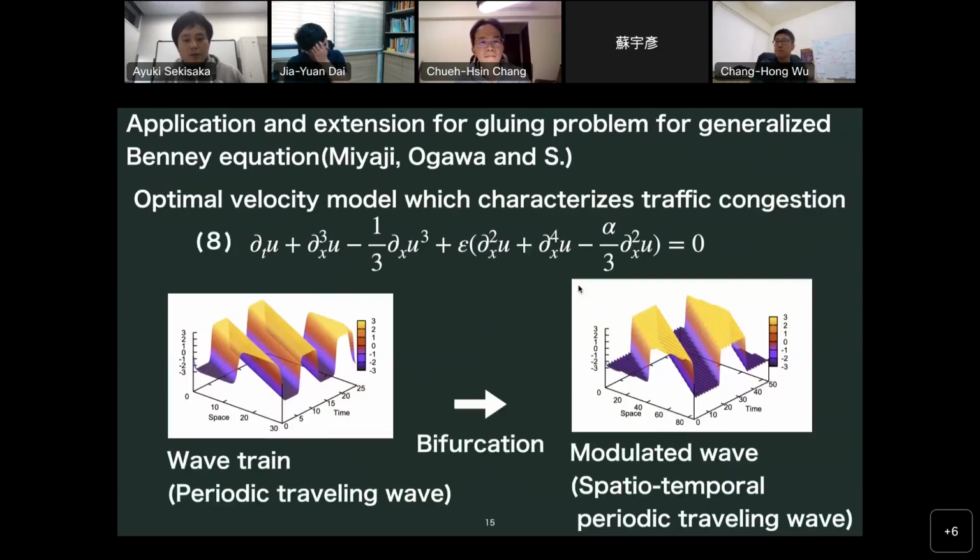Usual singular perturbation theory cannot be applied because a higher order term is in the perturbation term. However, this system has Abelian integrals, conservation laws, also as epsilon goes to 0. So this system has, sorry, I forget.